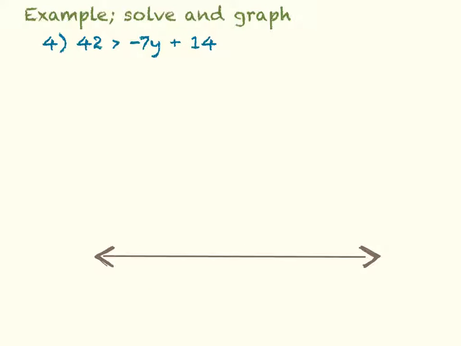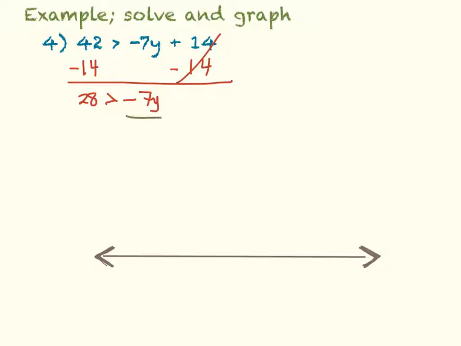For number 4, I have 42 is greater than negative 7y plus 14. So my first step is to get rid of the 14. So I'm going to subtract 14 because that's the constant term from both sides, leaving me with 42 minus 14, which is 28, which is greater than negative 7y.